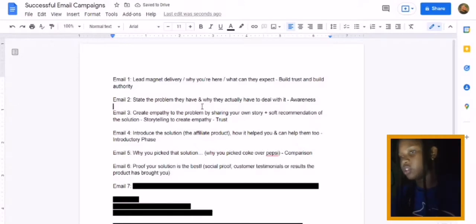prove your solution is the best. People want to see that this thing you're actually promoting works. They want to see social proof. They want to see testimonials from others. Now, in the case where maybe people have not used your product, you have not made so many sales and all that, show them the results that this thing you're selling has brought to you.